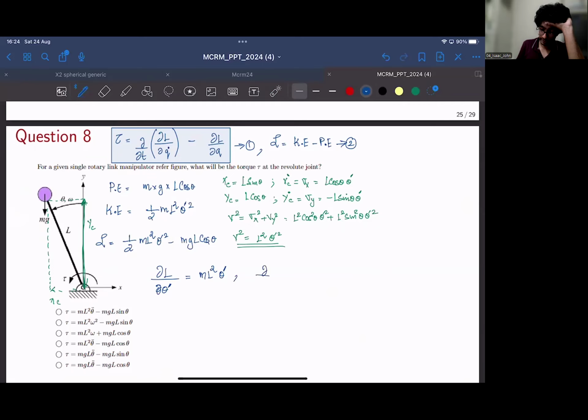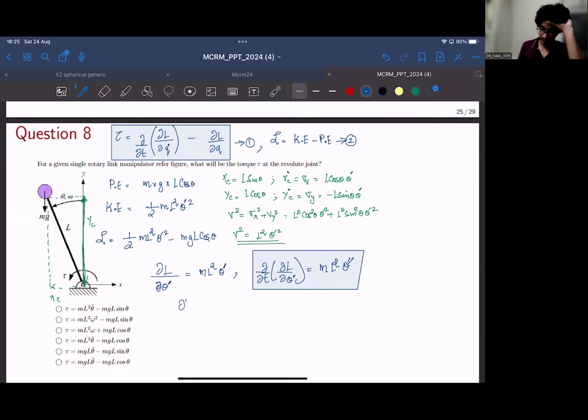So that makes dou by dou t of dou L by dou Q dot become ml square theta double dot, because theta is with respect to time. If you take the derivative of this term with respect to time, you will get the double derivative of theta. These terms are constant. This is a function of time. So we have solved the first part of this equation. I'll put a box over here.